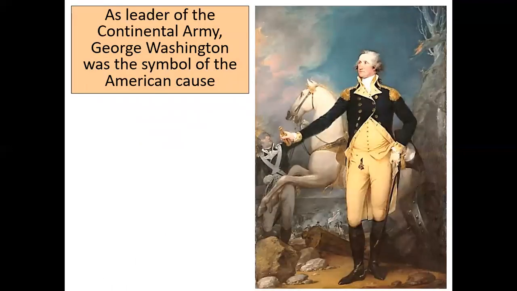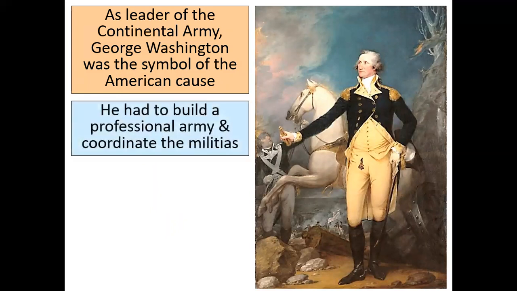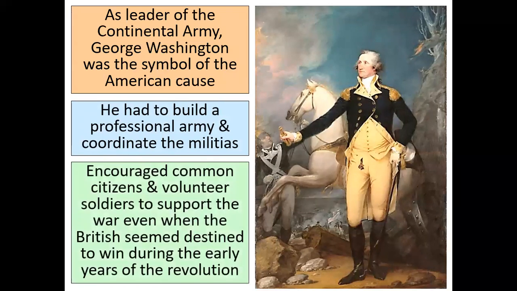Now, Washington is the leader of the Continental Army. He's the poster boy of the movement. He is the symbol of the American cause, the American independence movement. He would have to build a professional army and coordinate the militias, which are the farmers and city folk who volunteer to fight. They're not professional soldiers, but they want to do their part. And he's going to encourage everybody who wants to help to support the war, even when the British seem like they're going to win, to keep the cause alive.